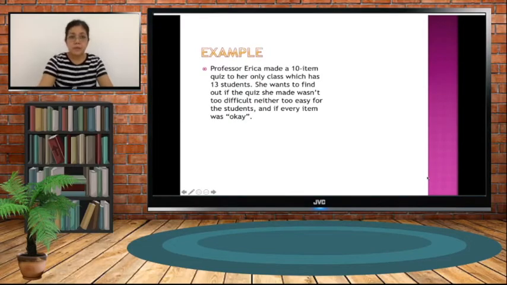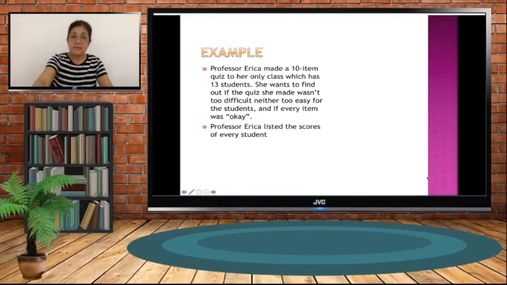Okay. Professor Erica made a 10-item quiz for her only class, which has 13 students. She wants to find out if the quiz she made was neither too difficult nor too easy for the students, and if every item was okay. So take note of the given: it is a 10-item quiz with only 13 students.